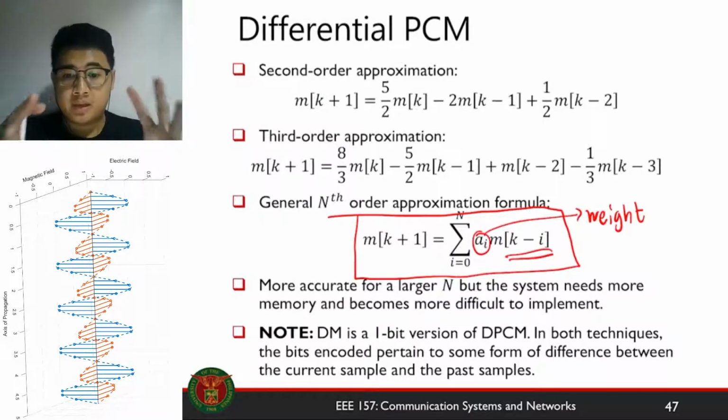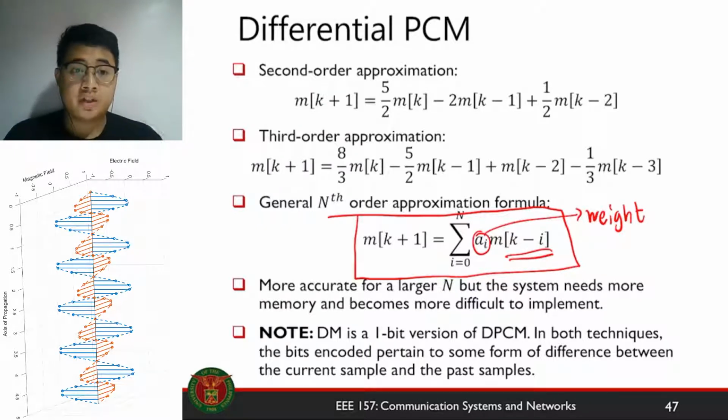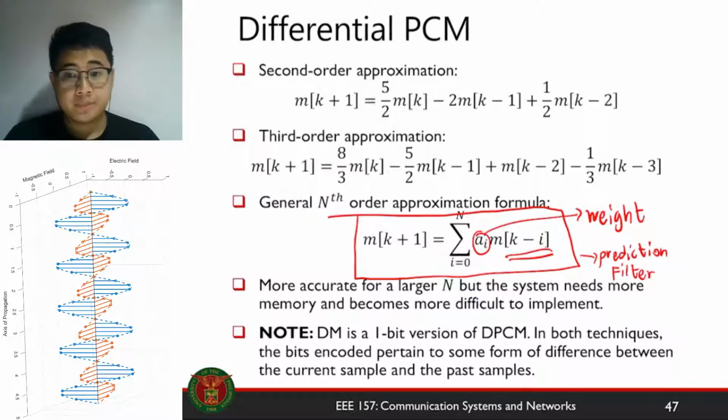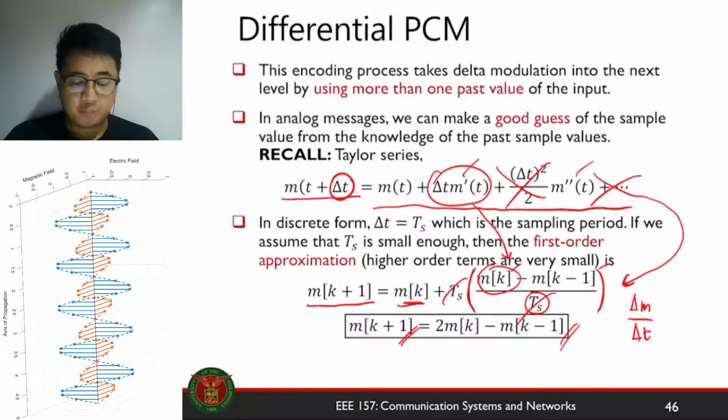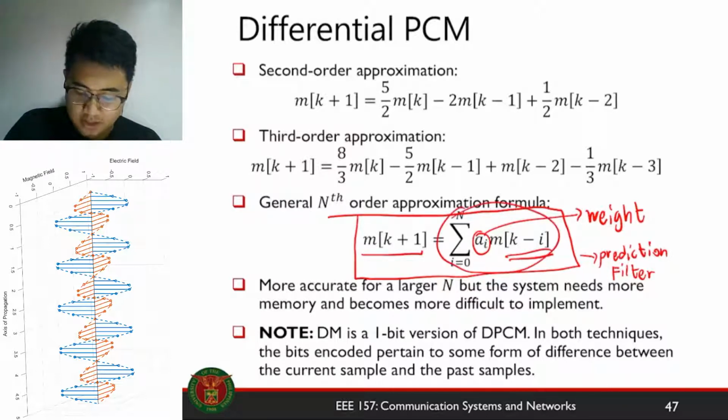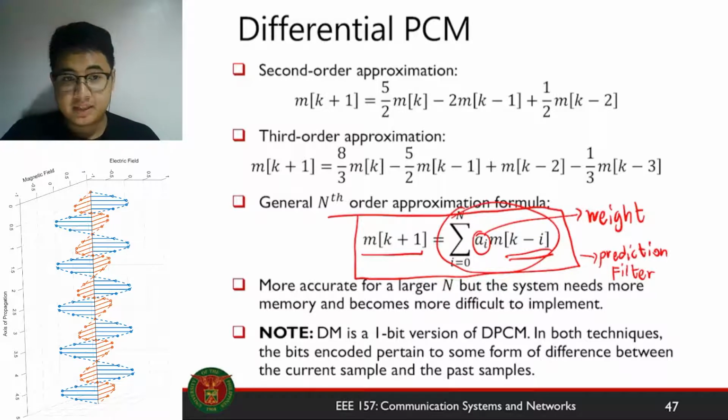So we have different weights for the different past samples. By sizing the weights correctly according to the Taylor series, we will have a prediction filter, or a predictor, that has an accurate grasp of what the next output is. And we will encode that. So the difference between this and this, we will encode as the bit, or the bit sequence rather. That will be the input to the quantizer.